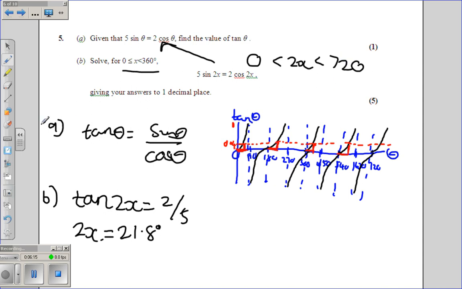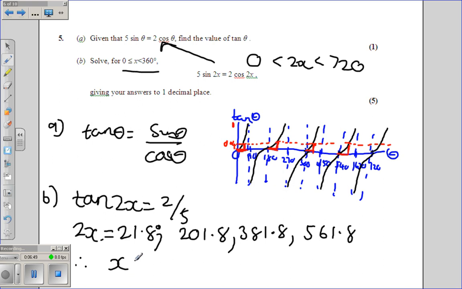So we can find all our solutions for 2x. We've got the first one. This next one will be 180 plus the 21.8, which is 201.8. The next one will be 360 plus 21.8, which will be 381.8. The next one is going to be 540 plus 21.8, which is 561.8. So they're all the answers for 2x.